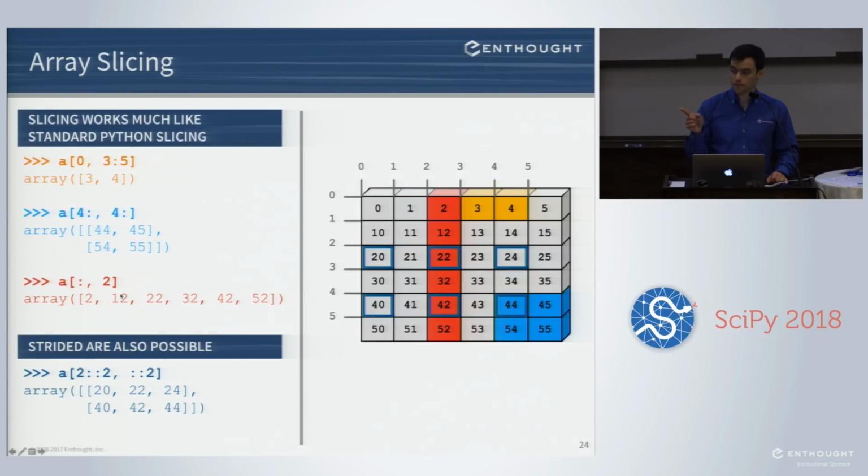Third one answers your question. How do I select a column? So the very common pattern and the right way to do this is to just place a colon here to say, I want everything along that dimension. So that would mean all the elements along dimension 0, which is the rows, of column 2. So that would select this entire column here.